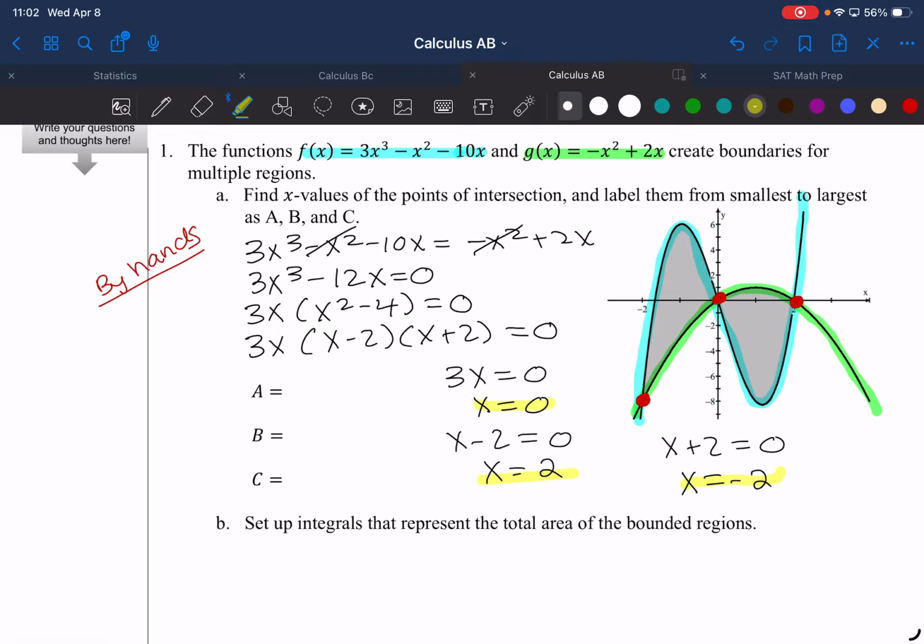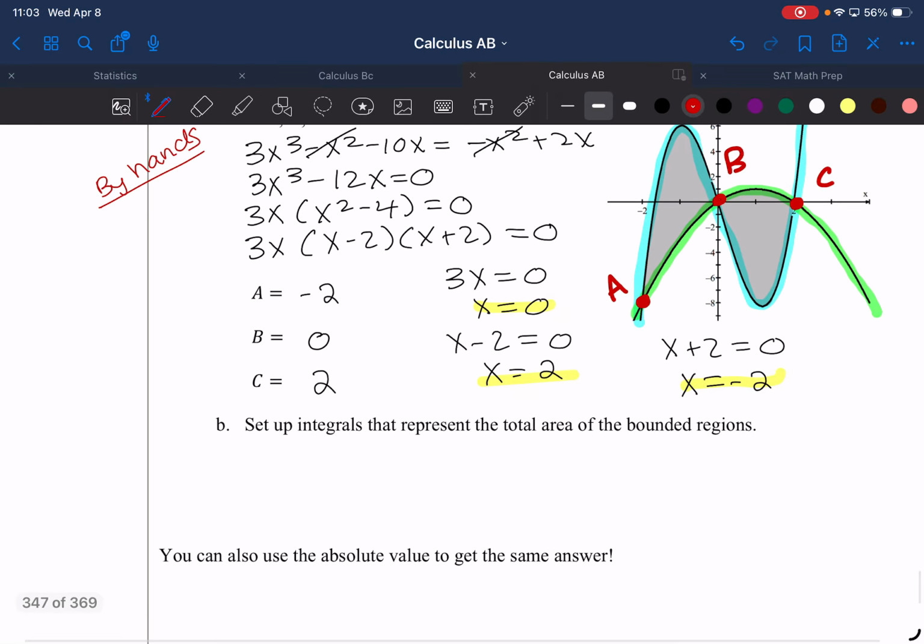Okay, so it wants me to label these from smallest to largest, so the smallest intersection would be negative 2, then I have 0, and then I have positive 2. So if I was looking at my graph, negative 2 would be over here, A, 0 is here, B, and then positive 2 is over here, C. So since I have the graphs, I could have easily labeled this A, B, and C from smallest to largest because I have that visual, but this is just showing you where those values come from.